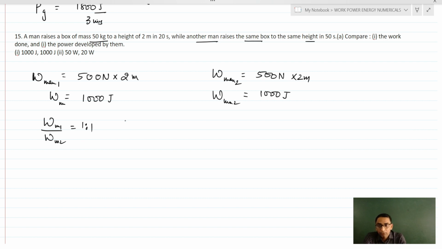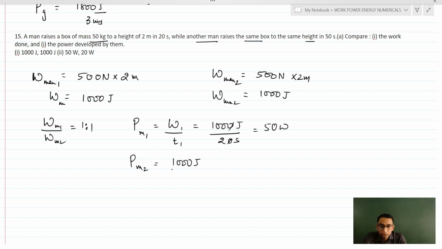Now the ratio of the power, or simply they are asking find the power. So power by man 1 is equal to work done by man 1 divided by time taken by the man 1, that is 1000 joules divided by 20 seconds. Yeah, because the time is 20 seconds. So the answer is 50 watts. Whereas power by man 2 is equal to same work done, 1000 joules divided by the time taken, 50 seconds. Slow person, right? So this is equal to 20 watts. That is the answer to the problem.